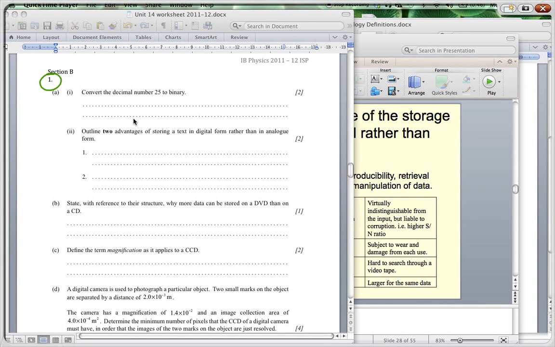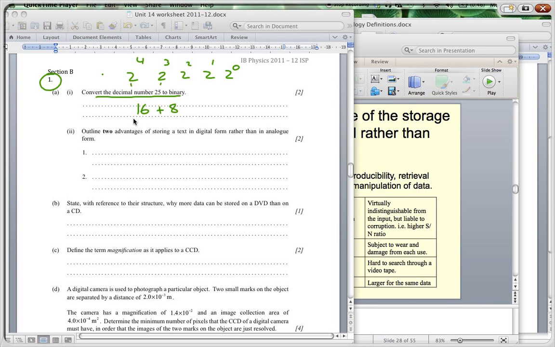Question 1. Convert the decimal number 25 to binary. So we know with binary we're going to have 2 to the 0, 2 to the 1, 2 to the 2, 2 to the 3, 2 to the 4. We won't need 2 to the 5 because 2 to the 5 is 32. So in looking at this, probably we'll need 16 plus 8, these two over here.